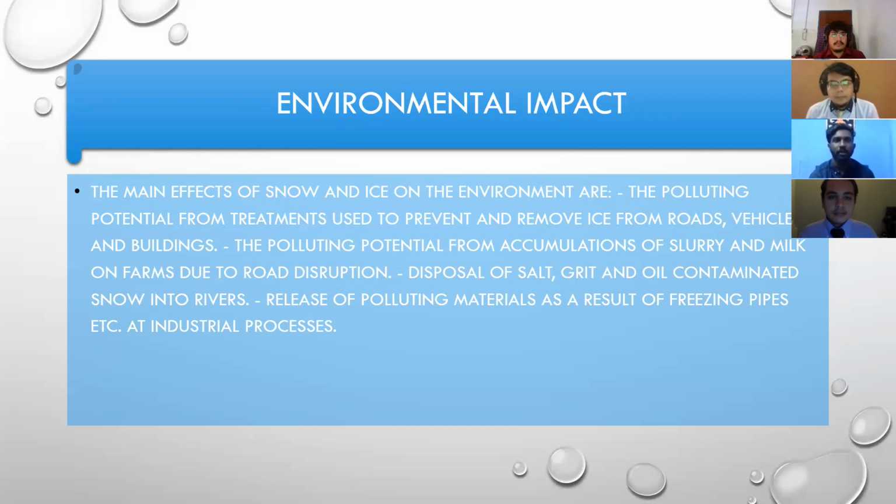Environmental impact. The main effects of snow and ice on the environment are the polluting potential from treatments used to prevent and remove ice from roads, vehicles and buildings, the polluting potential from accumulation of slurry and milk on farms due to road disruption, disposal of salt, grit and oil-contaminated snow into rivers, release of polluting material as a result of freezing pipes, etc. at industrial processes.